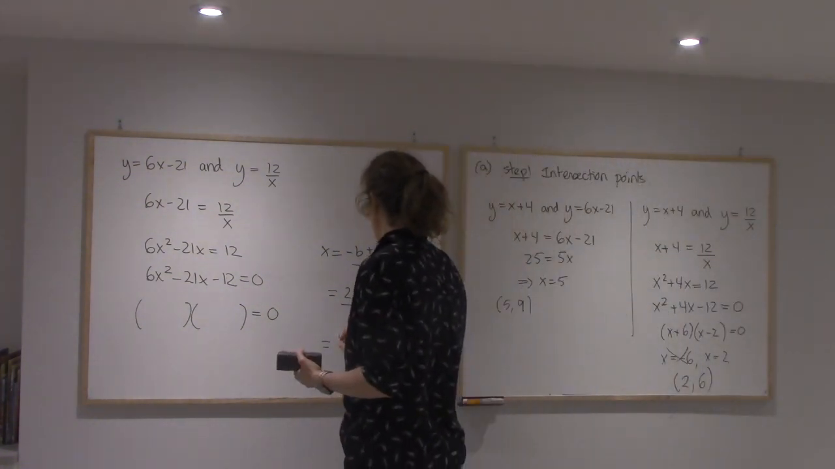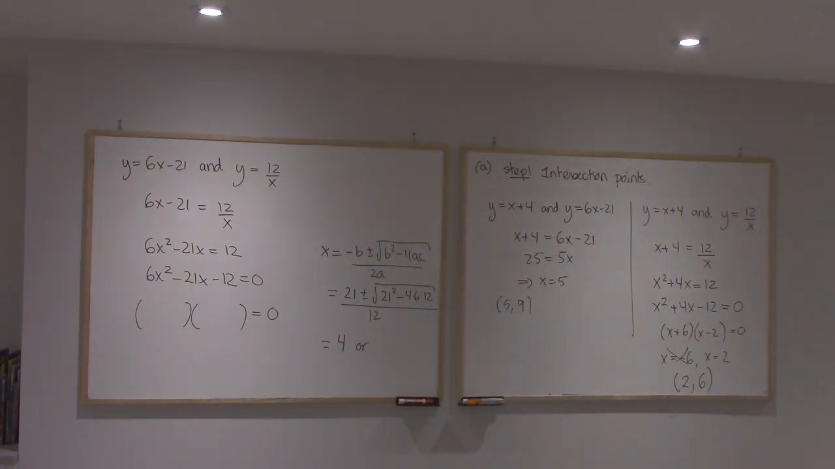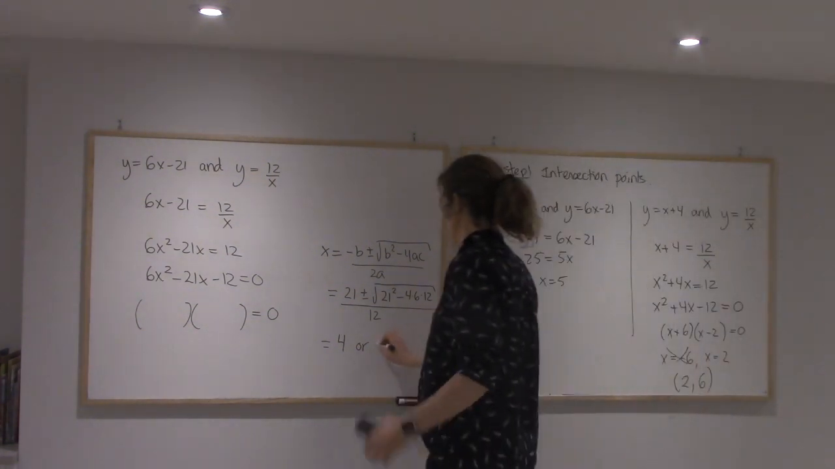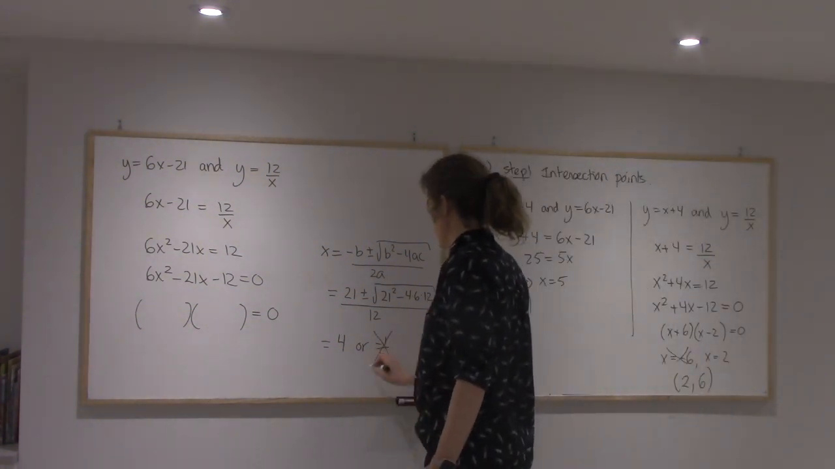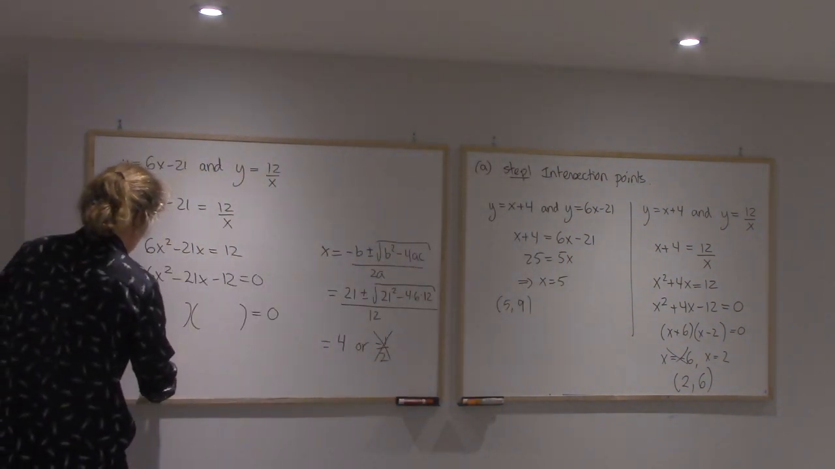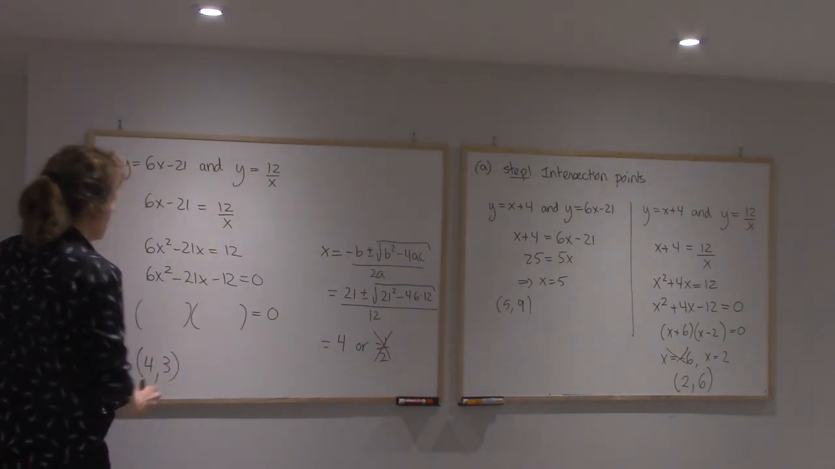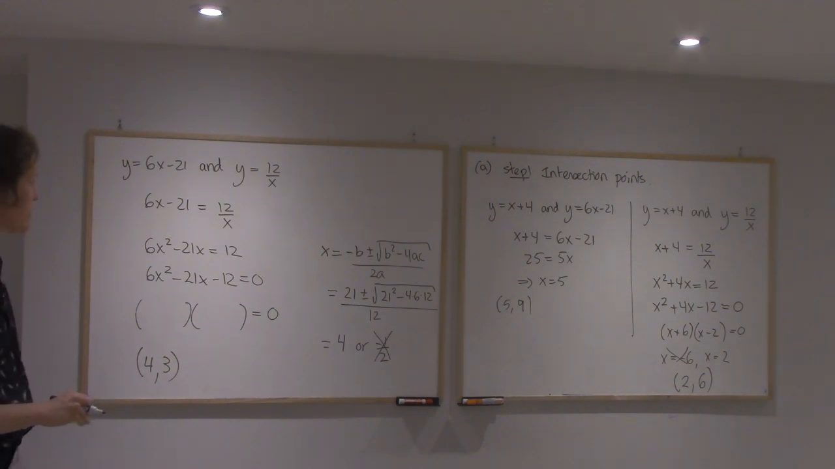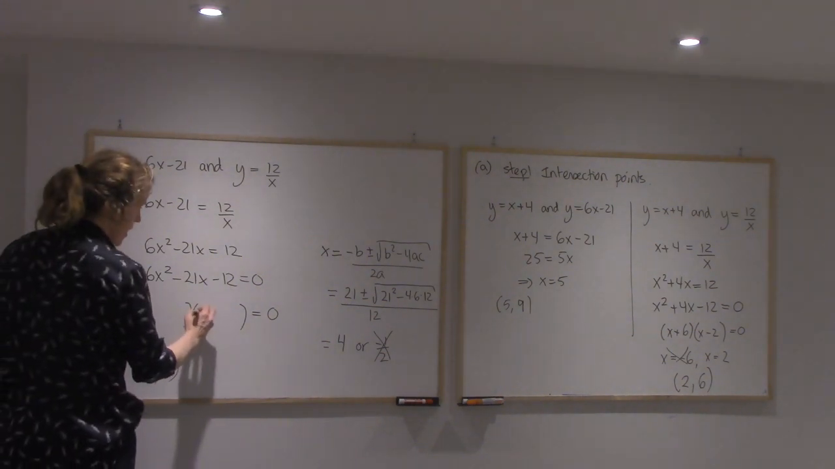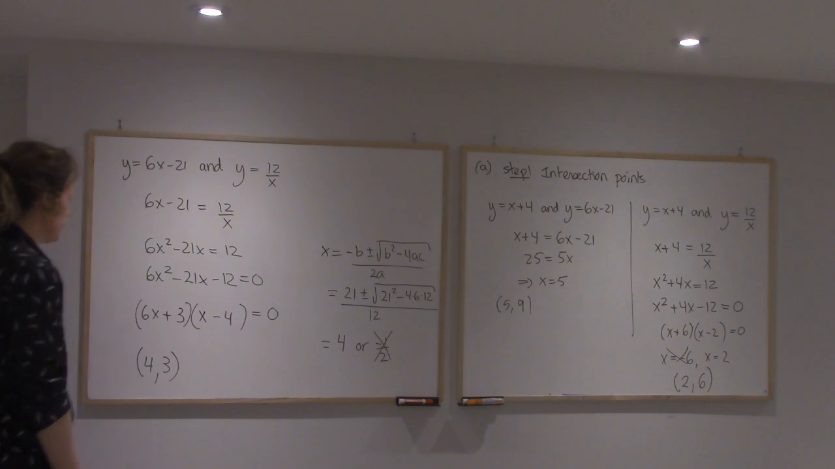All right, so I got 4, or what's the other one? Minus a half. Again, I'm going to get rid of this because our x is supposed to be positive, so I get x equals 4, and then y is 3. All right, so if you wanted to factor this, that's fine too. You would have gotten x minus 4, and then 6x plus 3.